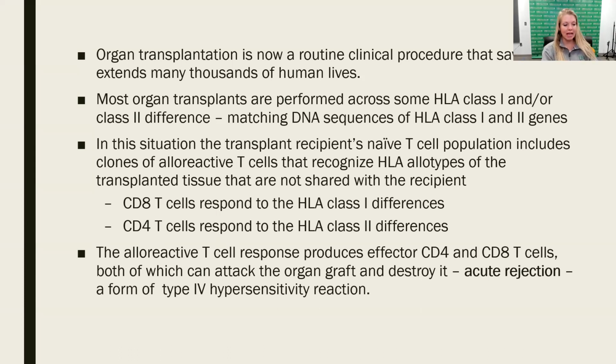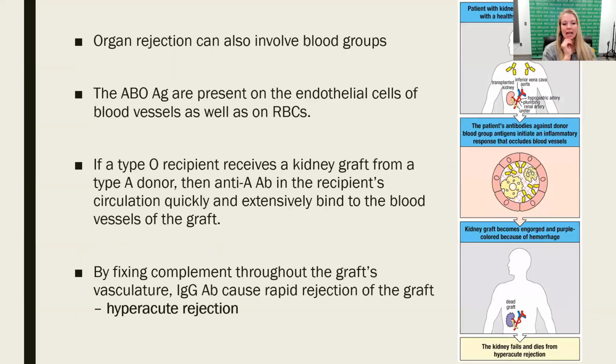Therefore, the alloreactive T cell response can produce effector T cells that are both CD4 and CD8, so both can actually attack the organ. It can be a cell-mediated attack through the CD8 positive T cells, or a humoral antibody attack through T helper cells producing antibodies to attack those organs, which can lead to an acute rejection. We can see this somewhat like a type 4 hypersensitivity.